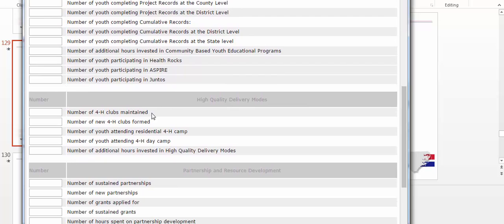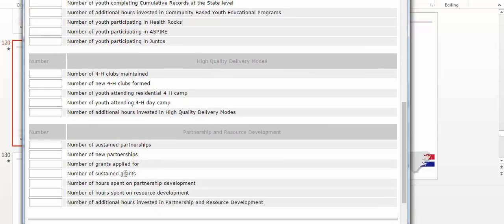I always like to see this, the number of 4-H clubs maintained, number of new clubs formed. We should try to set a goal, maybe have one new club each year. And, sometimes, depending on who ages out and things in clubs, sometimes you lose a club each year. So if you only have 4 or 5 clubs that you're working with in the county, you have to be recruiting to get new clubs.